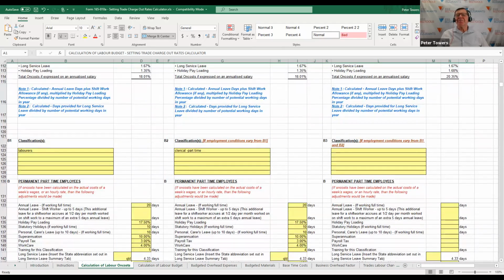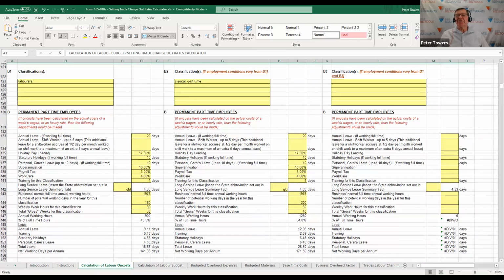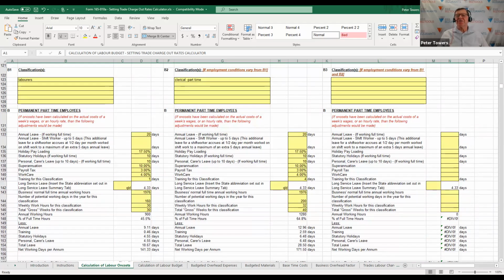Now this is for permanent part-time employees. So we've got some laborers. We're saying if they were working full-time, they'd get 20 days. They would get 17.5%. If they're working full-time, they get 10 days of statutory holidays and 10 days of personal leave. They get 10% super and so on. They're going to do 1 day on training. They're in Queensland, so normally in a year, they would have worked 1976 hours.